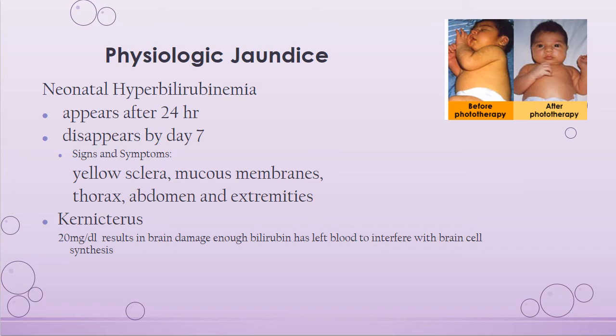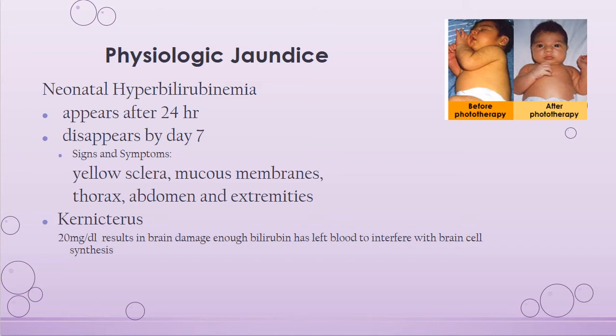Neonatal hyperbilirubinemia will appear after the first 24 hours and disappears by day 7. Signs and symptoms that we're going to see: they're going to have a yellow sclera, yellow mucous membranes, thorax, abdomen, extremities. It's normal unless it's elevated to extremes.